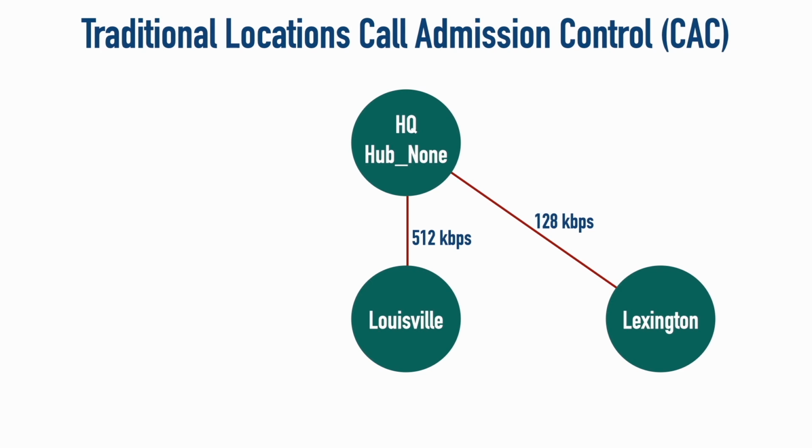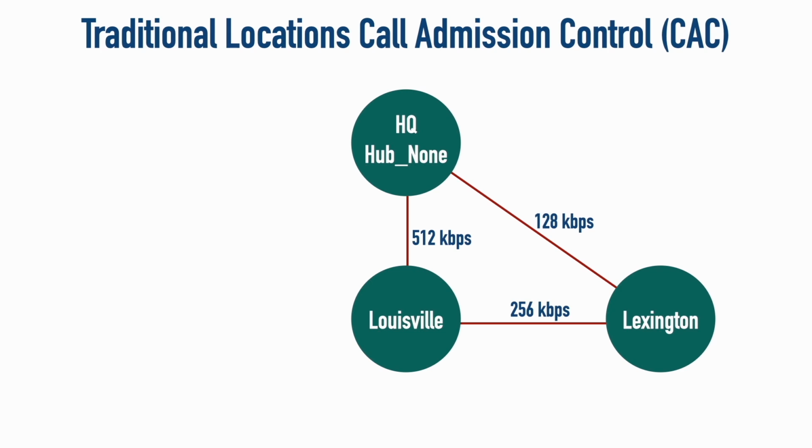But here's where traditional locations start to break down a bit, where we're not in a purely hub and spoke environment. Let's say I have an additional link going between Louisville and Lexington, and that link has a bandwidth of 256 kilobits per second. Now we can look at this and say, oh, it would be more efficient to go from the HQ site down to Louisville and then over that 256K link over to Lexington. But traditional locations will not see that. It will have no knowledge of that 256K link because it's not coming into the Hub None location. So if we try to go from HQ to Lexington, we're going to take that direct path.